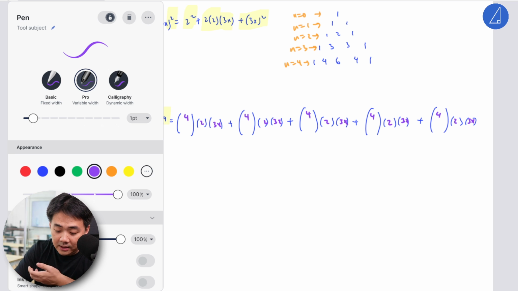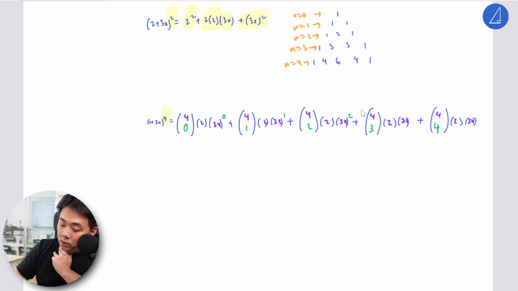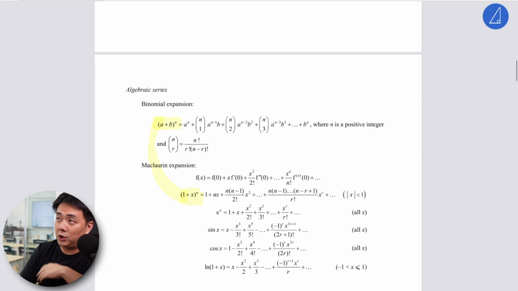Then the next thing is this. Understand that there's always a pattern when it comes to Pascal's triangle. You start counting from 0 first, because this is 4, as 0, 1, 2, 3, 4. Then the power of x will be ascending: 0, 1, 2, 3, 4. Subsequently the other one will be descending: 4, 3, 2, 1, and 0. So that's how you use binomial expansion here.